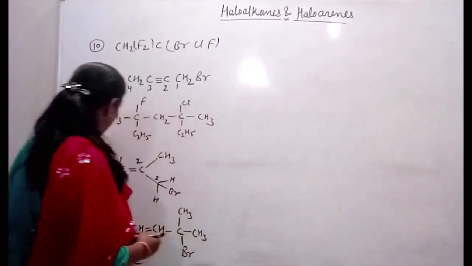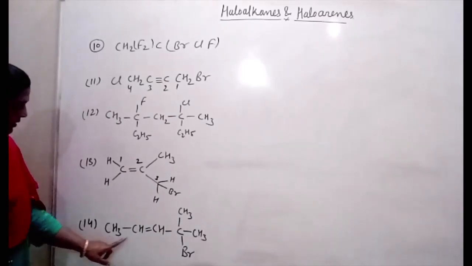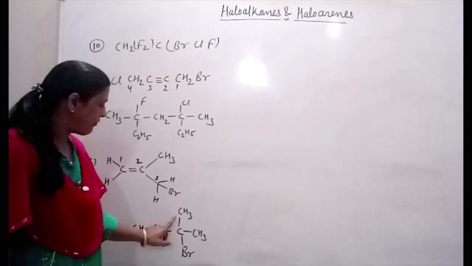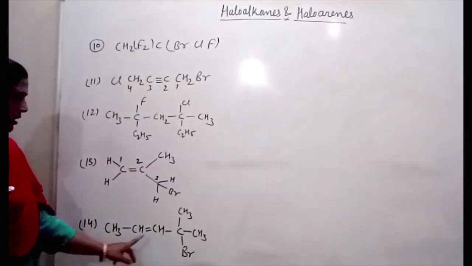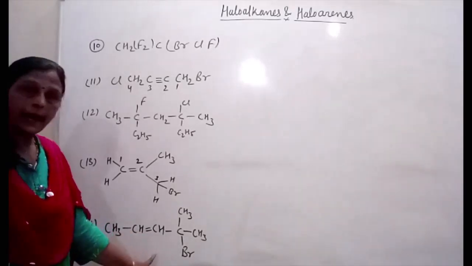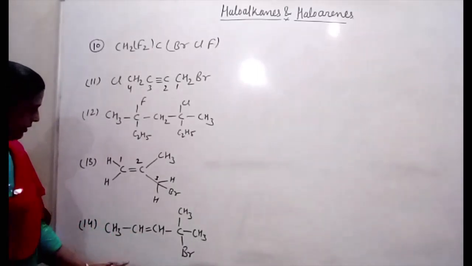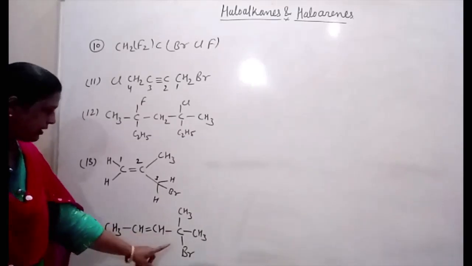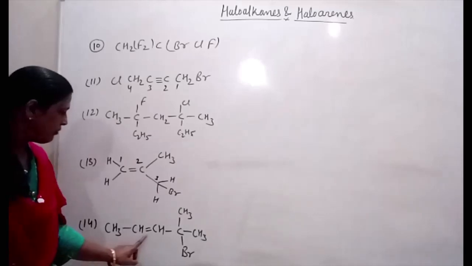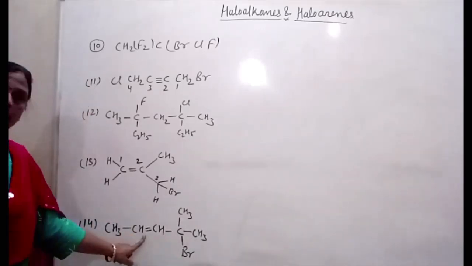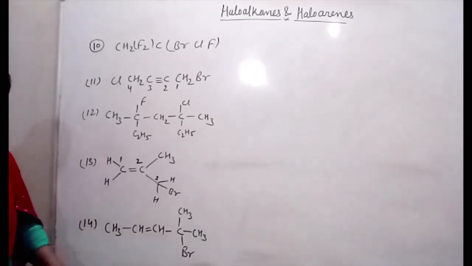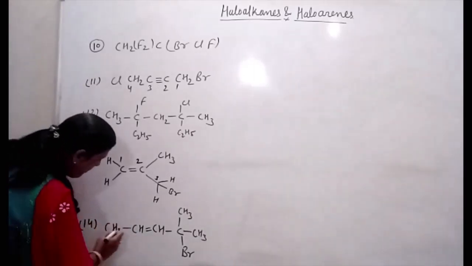Next is 1, 2, 3, 4, 5. In both cases there is a 5-membered chain, and both chains are identical. From where do we number this chain? Here the double bond gets number 2 from this side, so we will prefer the double bond.